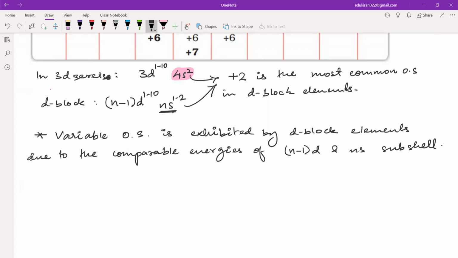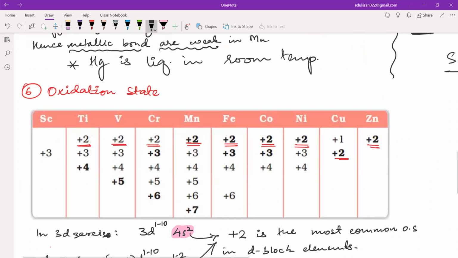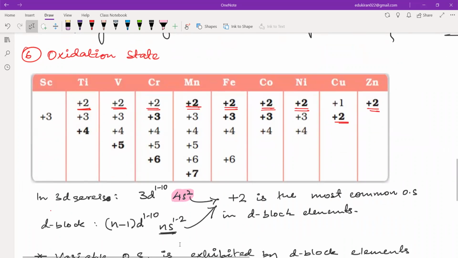Both of these subshells have electrons, and those electrons can be shared and used for bond formation. Next, look here. Where do you see the maximum oxidation state? Which element? Manganese. How much is it? +7.